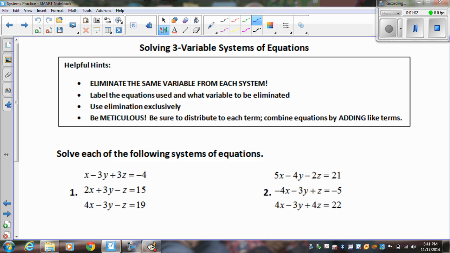It's going to make it much easier to follow along with your work and make sure that you are doing this correctly. Furthermore, a lot of us made silly mistakes when it came to the three variable systems of equations. We need to be very meticulous in our work. Okay, we need to make sure that we're distributing each of our terms, that we're combining terms by adding, and that we are performing these calculations correctly. So let's take a look at this first system.